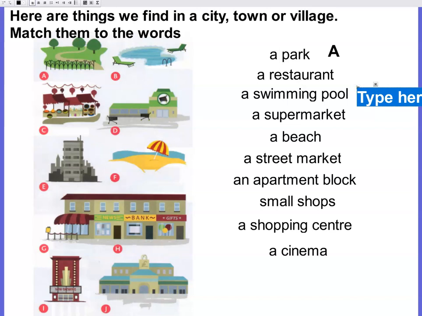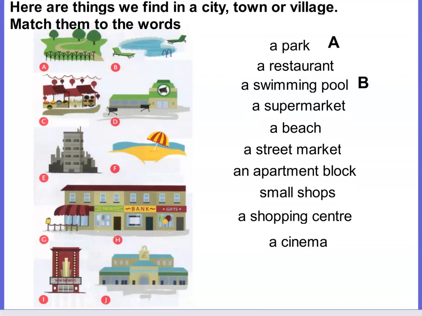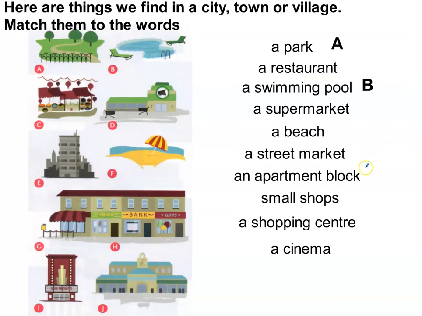It's a swimming pool, and so on. Now, for some of these, you might have to check a couple of things. For example, an apartment block. You might have to ask some CCQs to double check the word. For example, what do people do in an apartment block? And the answer is, they live there. Do many people live there or a few people? And the answer is, many people live there, right? Okay, so you might have to check some of these.